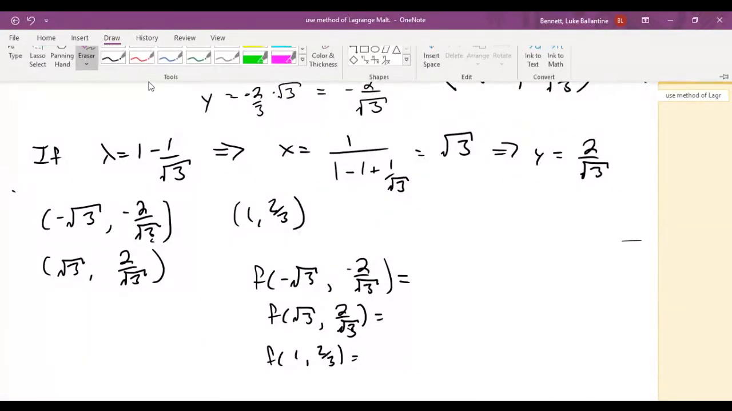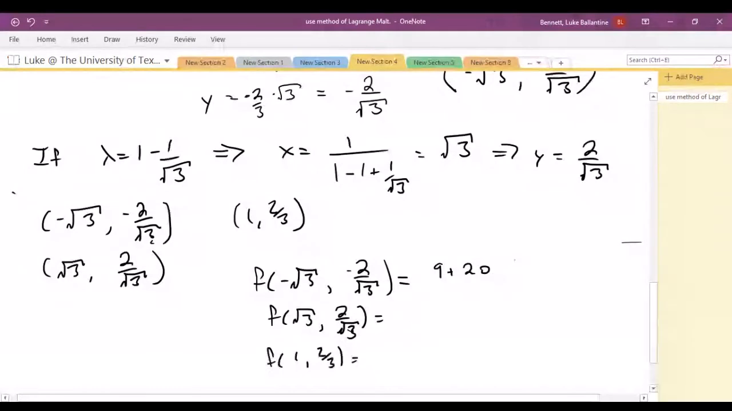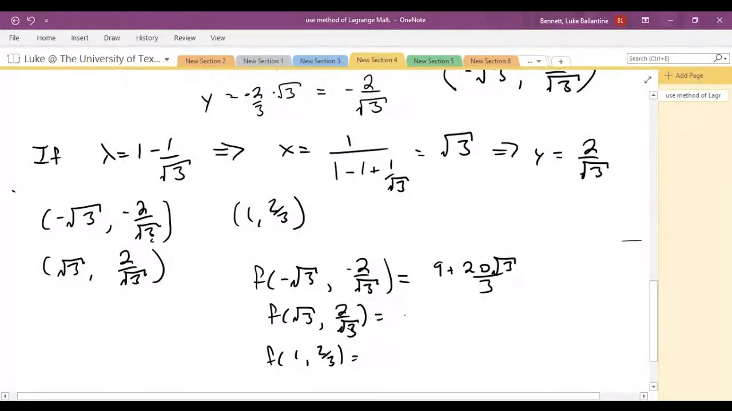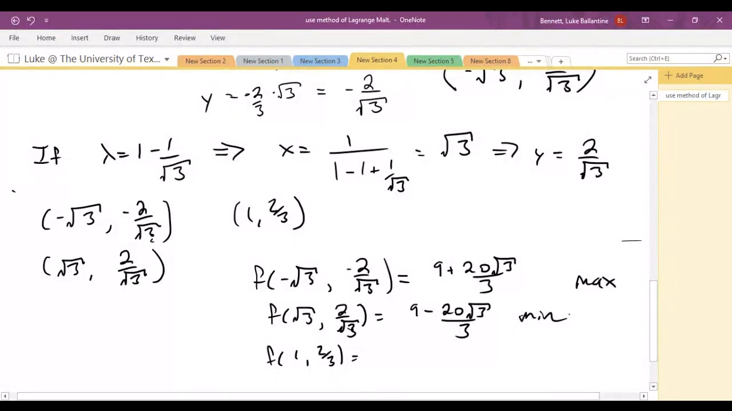Yeah, okay, and then some numbers, and you would compare, take the biggest one to be the max, the smallest one to be the min. It turns out that the max is this negative root 3. It is a maximum of 9 plus 20 square root of 3 over 3. And this one right here is the min at 9 minus 20 square root of 3 over 3. This is the max. This is the min. Just computational stuff. All right.